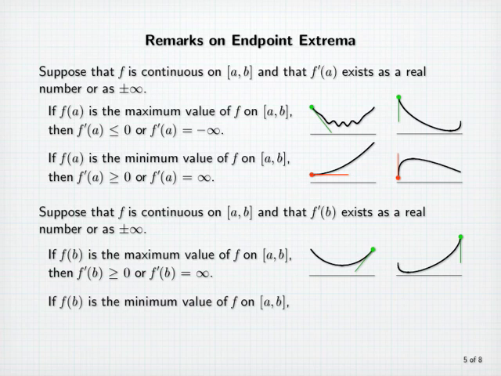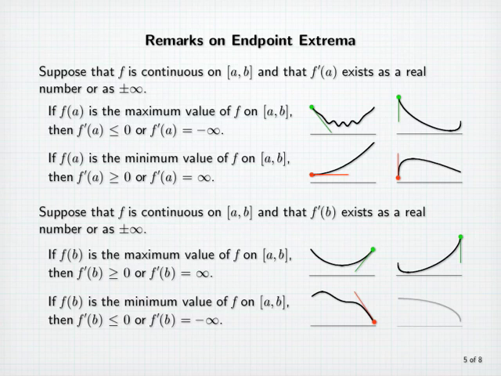If f(b) is the minimum value of f on [a, b], then f′(b) must be less than or equal to 0, or else f′(b) equals minus infinity. Here's a picture where the minimum is attained at the right endpoint. Notice that the derivative there is negative. And here's a picture where, again, the minimum is attained at the right endpoint, and here f′(b) equals minus infinity.